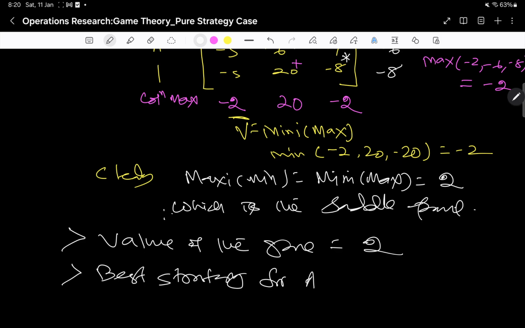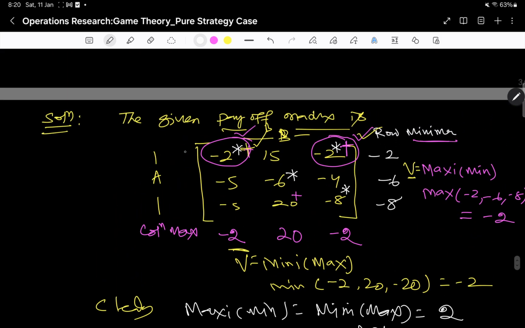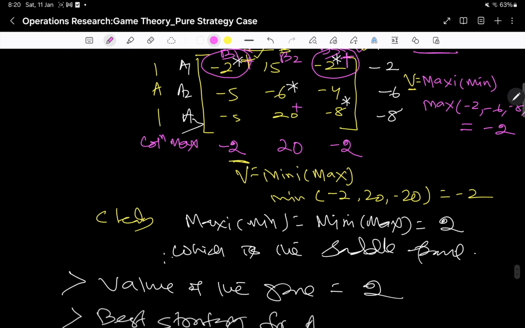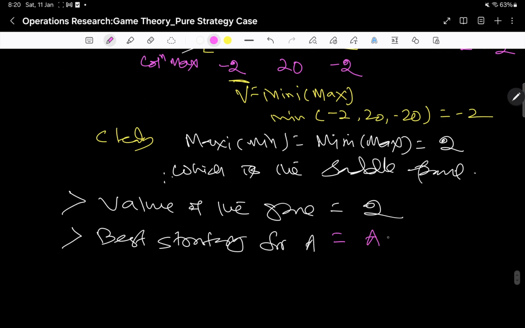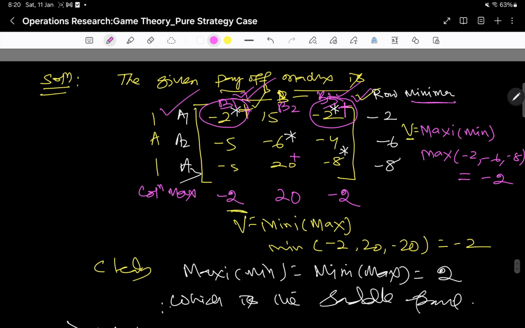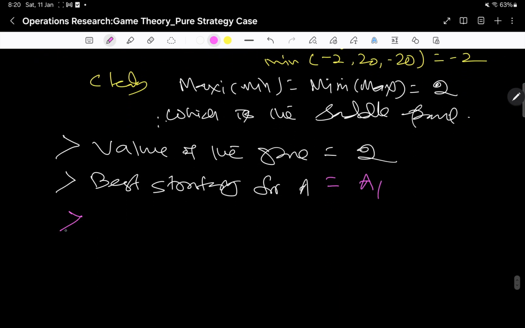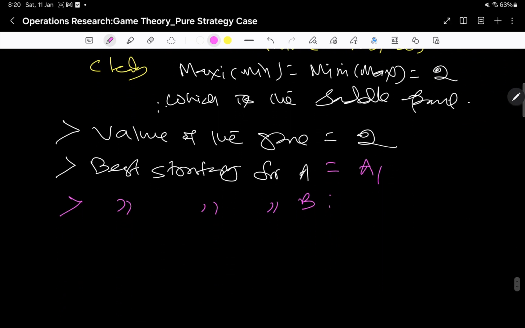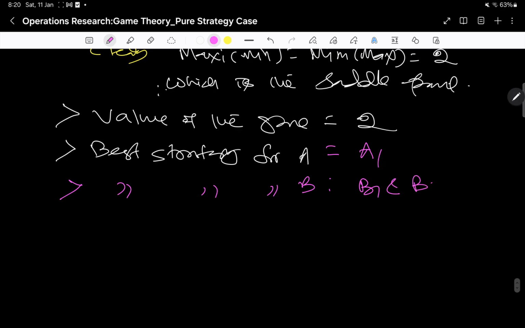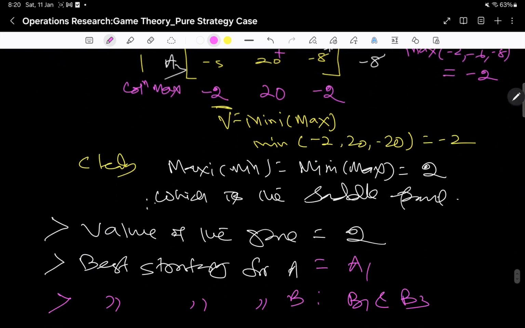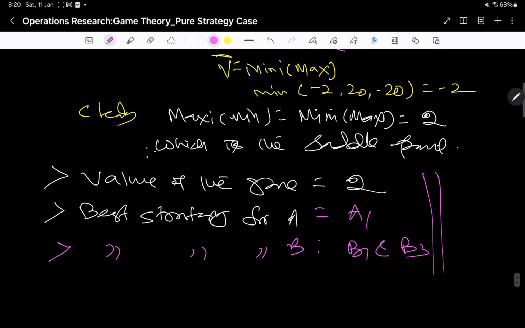For A you have only A1. This is my A1, A2 and A3. And for B, this is your B1, this is your B2, this is your B3. For B there are two best strategies. The best strategy for A is A1 because the saddle point corresponds to row 1. And the best strategy for B is both B1 and B3. Once it is asked to solve, this is fine, then we close it.